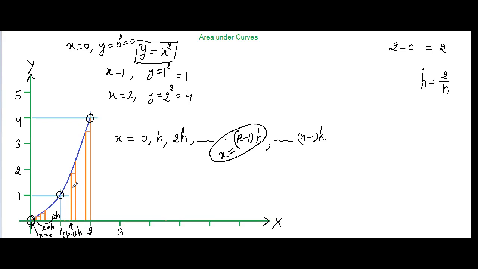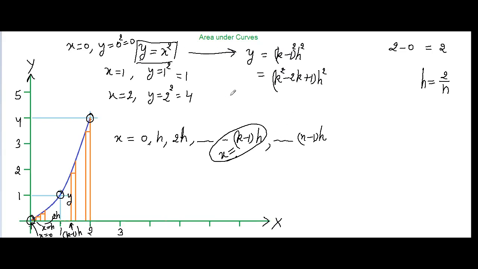And we want to find the height of this rectangle, that will be given by the y coordinate. And the y coordinate is related to the x coordinate by this equation. So the y coordinate is equal to (k minus 1 h) whole square. We can write (k minus 1) whole square into h square, which can be simplified like (k square minus 2k plus 1) into h square.